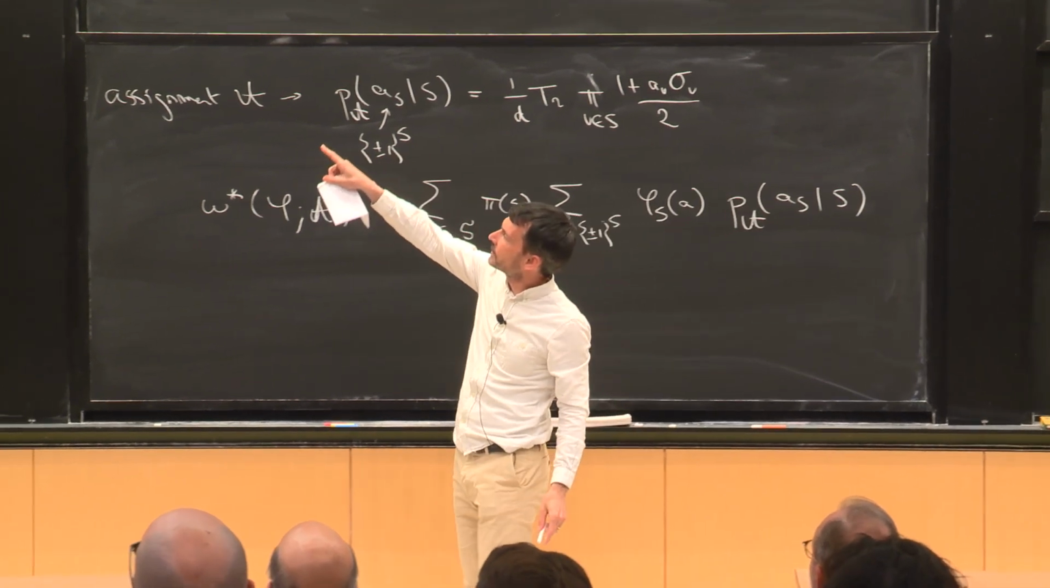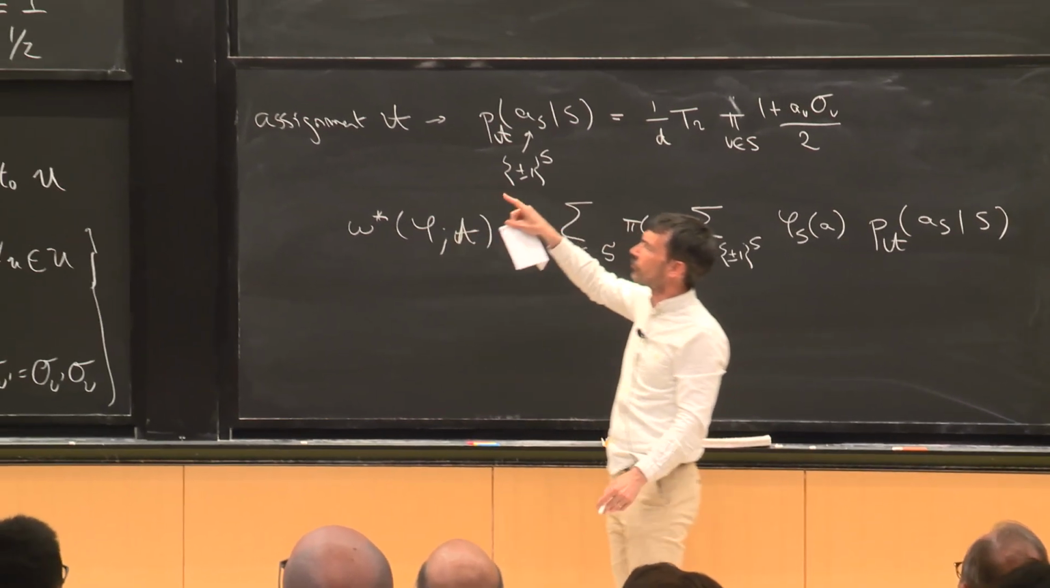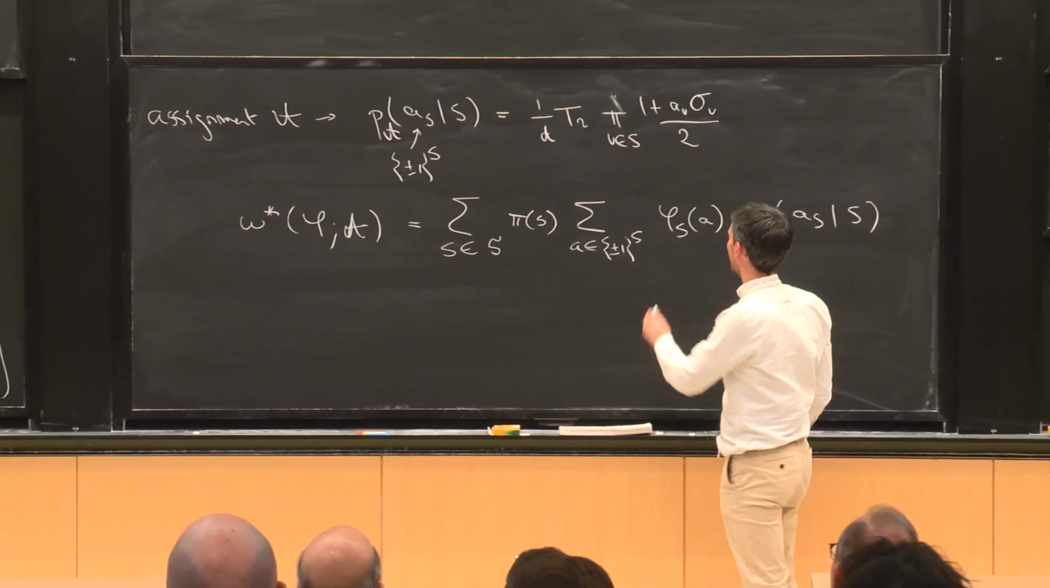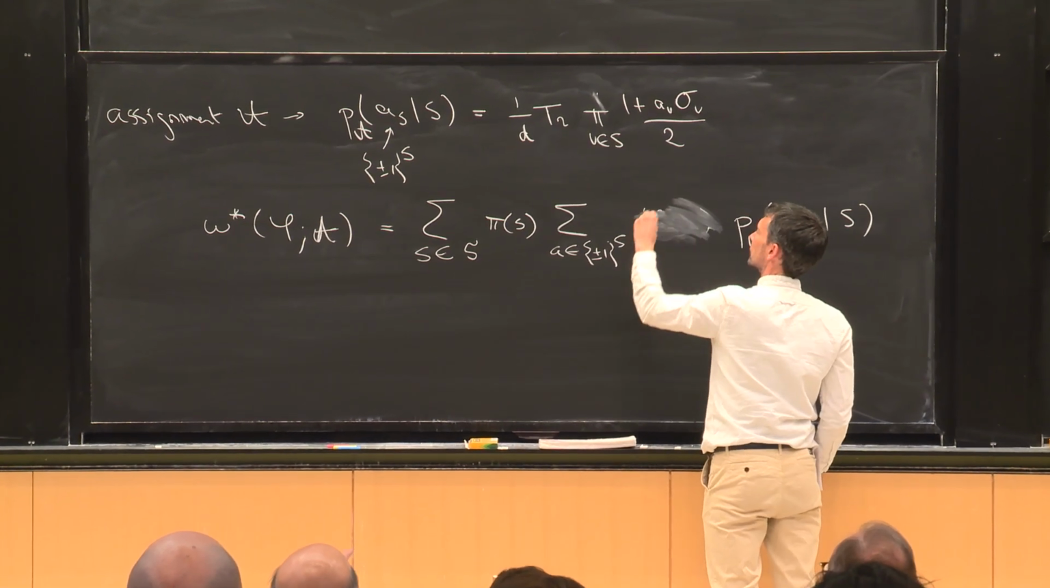So phi_S is a subset, and so phi_S of a is just the indicator of the subset. So maybe I can write it here.